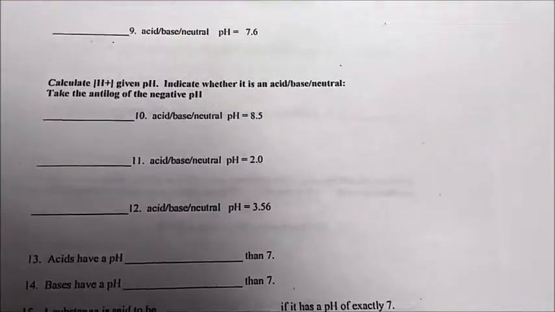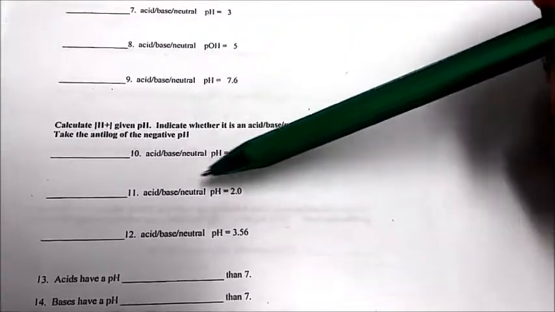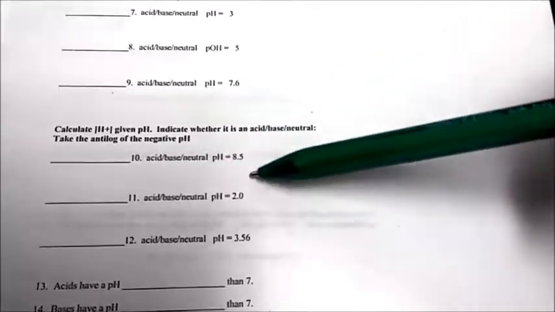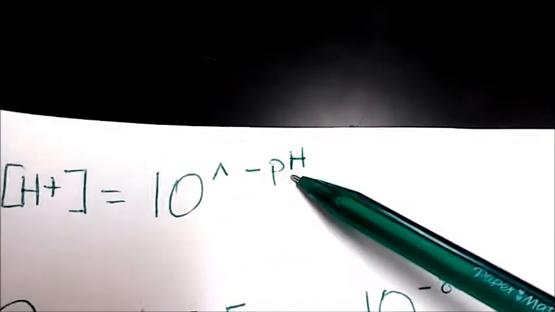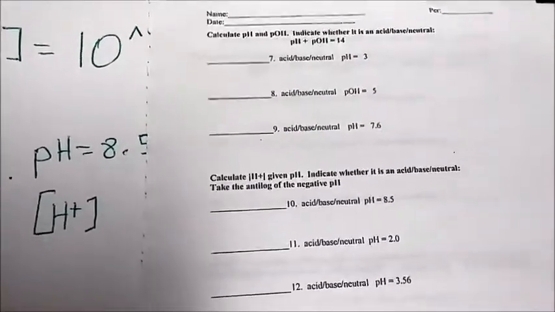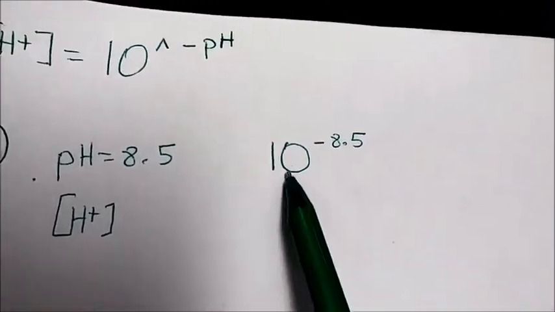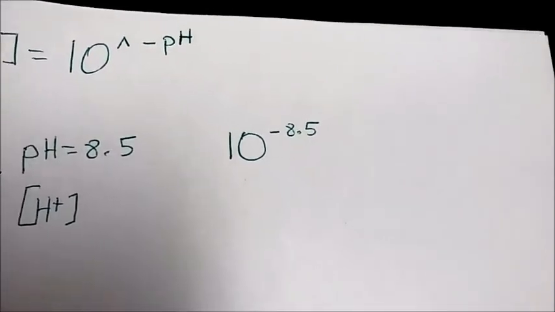On the last set of problems, you're going to be calculating the hydrogen ion concentration given the pH, and then you're going to answer whether it's an acid, base, or neutral. In this case, they tell you that the pH is 8.5. I didn't write the formula for this one, but on this section, this is the formula we're going to use. Hydrogen ion concentration is equal to 10 to the power of the negative pH. So we know that in our paper, they tell us that the pH is 8.5. So what you do is you put 10 to the negative 8.5 and you enter it like so on the calculator.